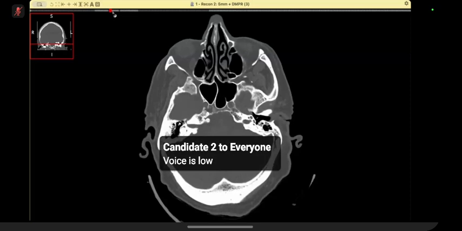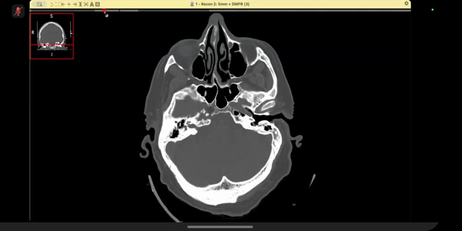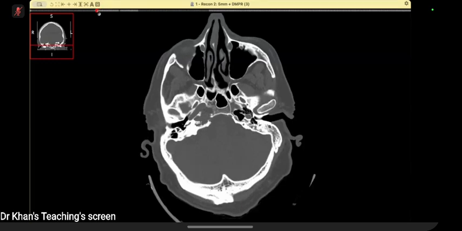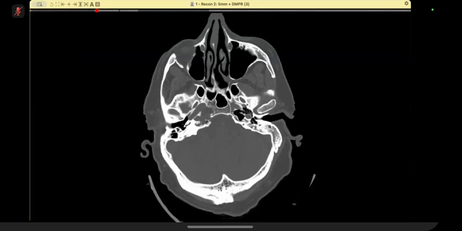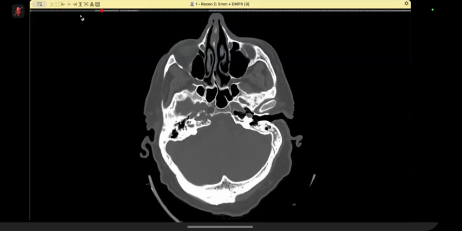So on the right side, I could appreciate that there is some destruction noted in the petrous apex with suggestion of some soft tissue density, which I will later confirm on the soft tissue window involving the petrous apex.